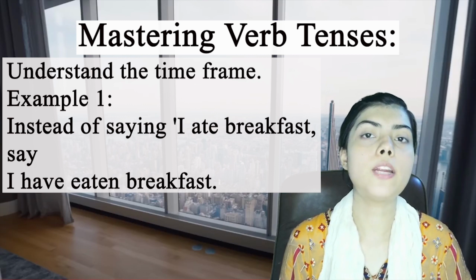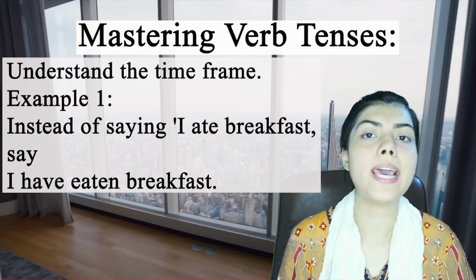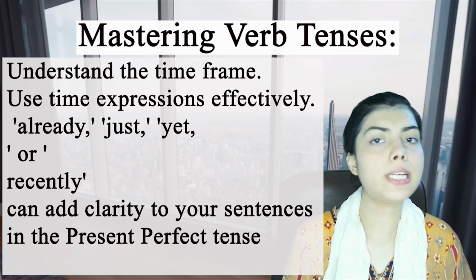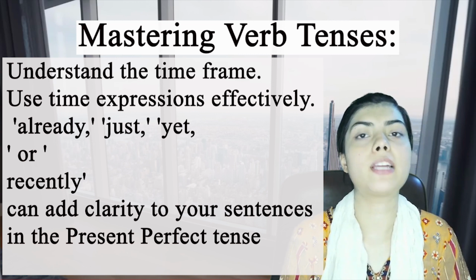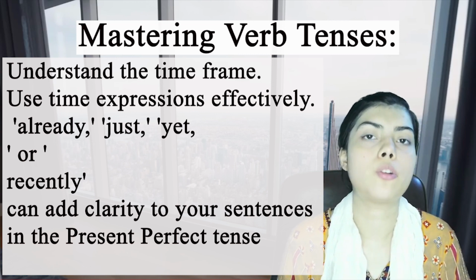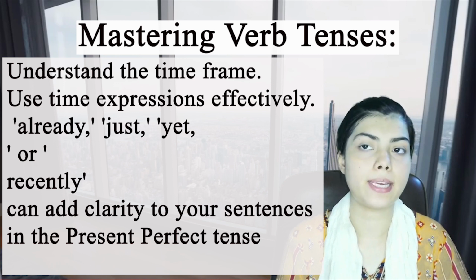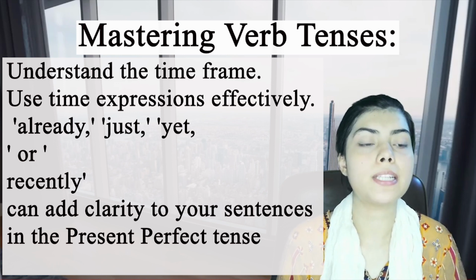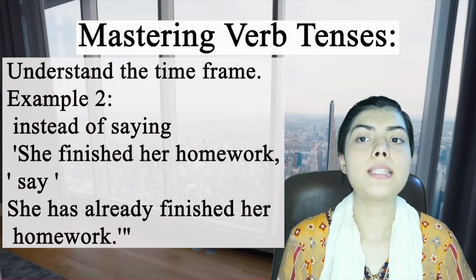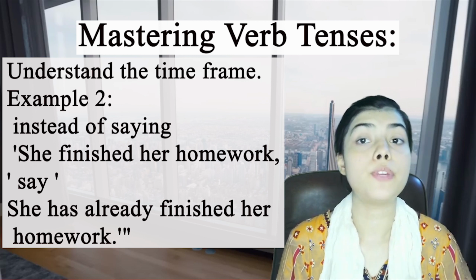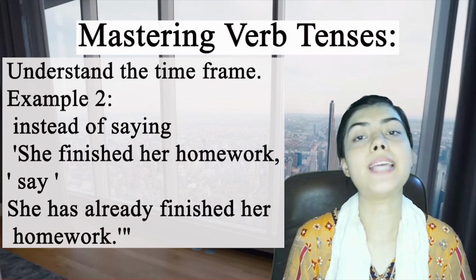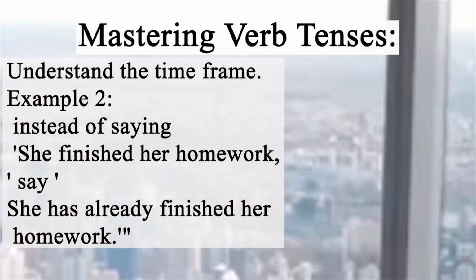Example 1. Instead of saying I ate breakfast, say I have eaten breakfast. Use time expressions effectively. Time expressions like already, yet, so far, recently can add clarity to your sentence in present perfect tense. For instance, instead of saying she finished her homework, say she has already finished her homework.